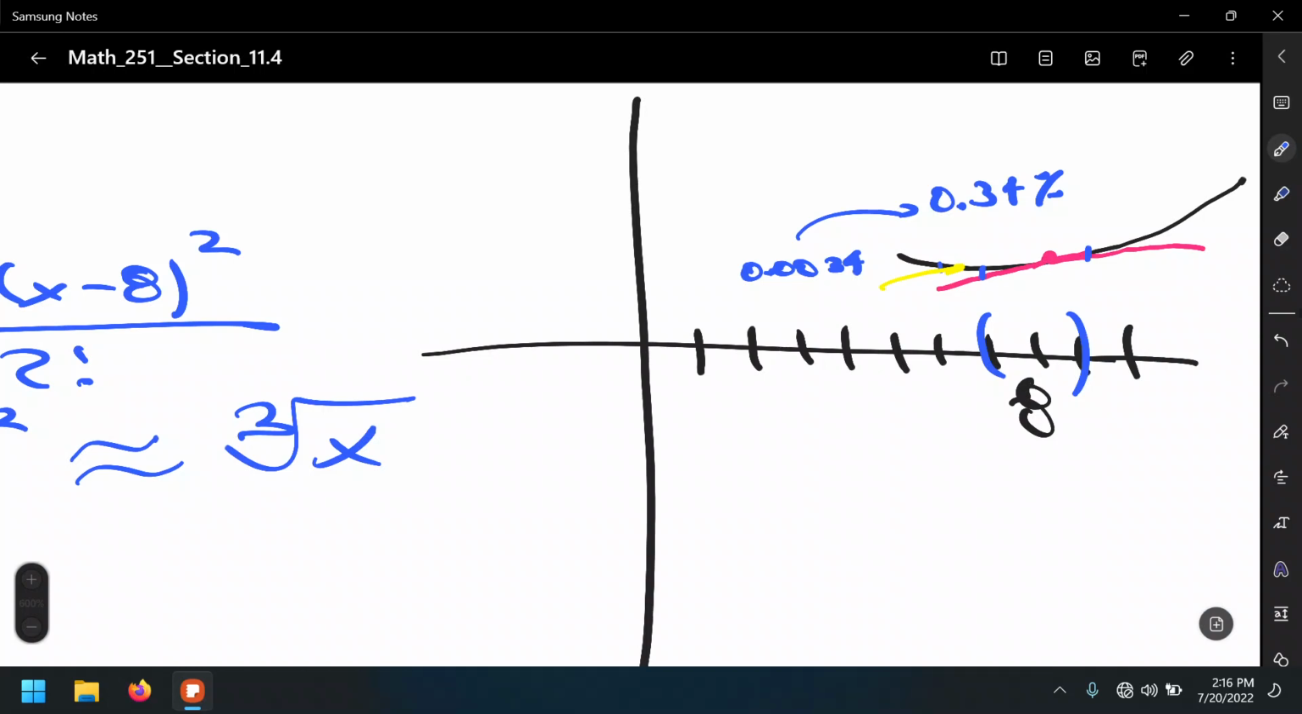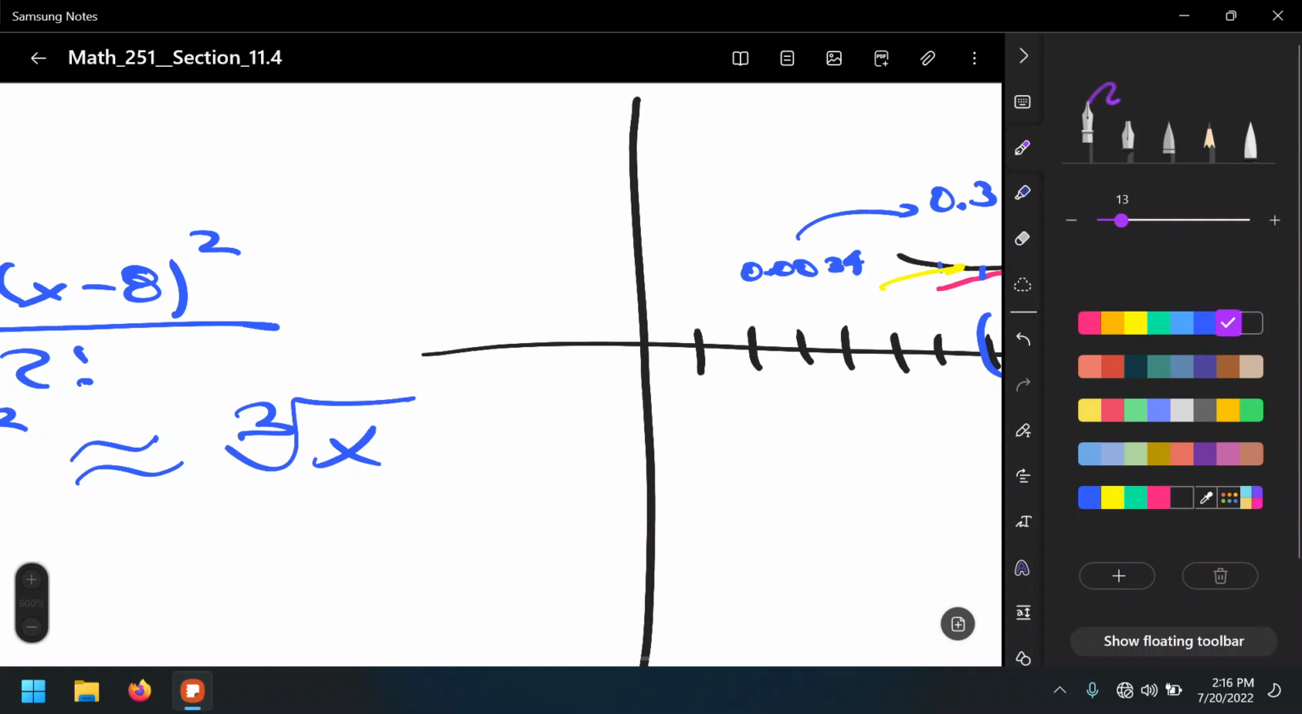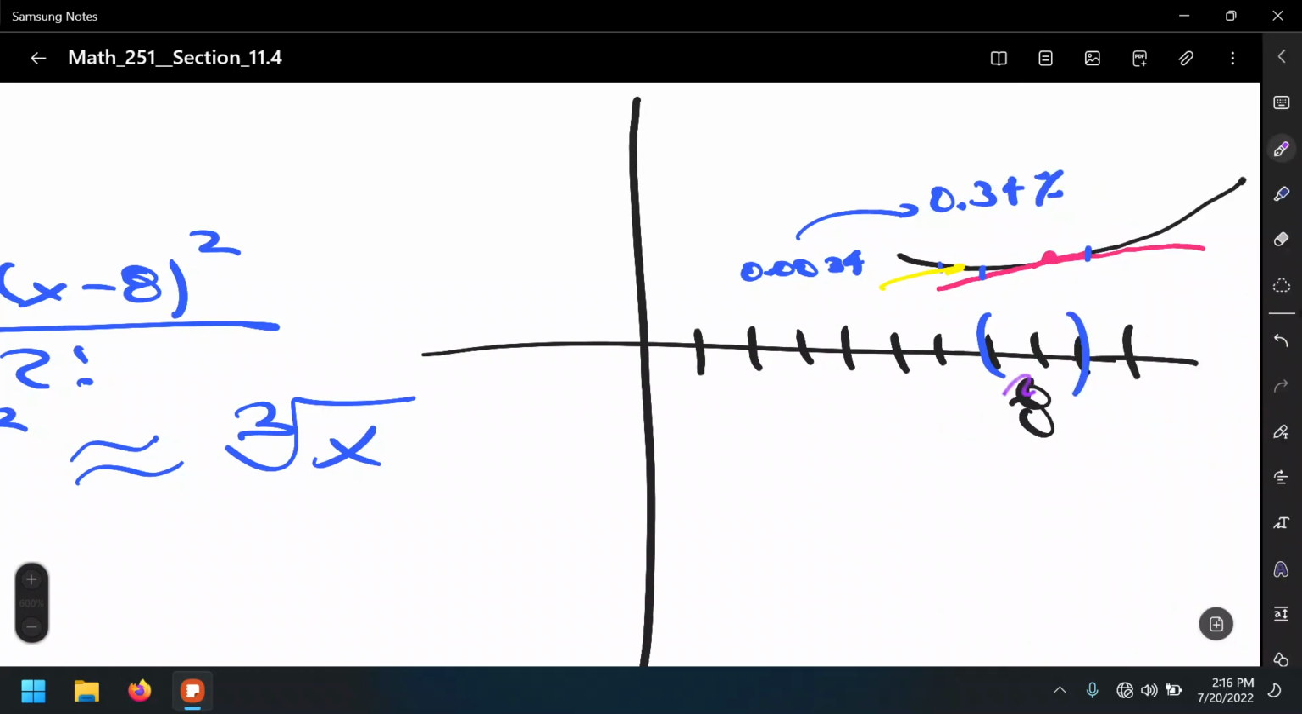There's a couple of things that we can do to improve this error. Maybe add more terms to the series, one more term or two more terms. The other way is to restrict the interval.